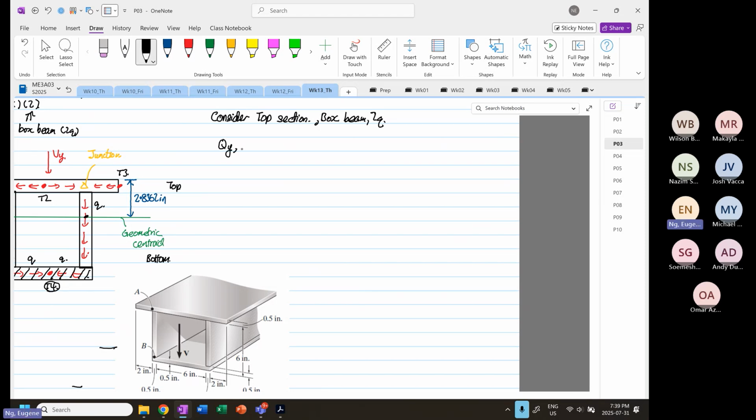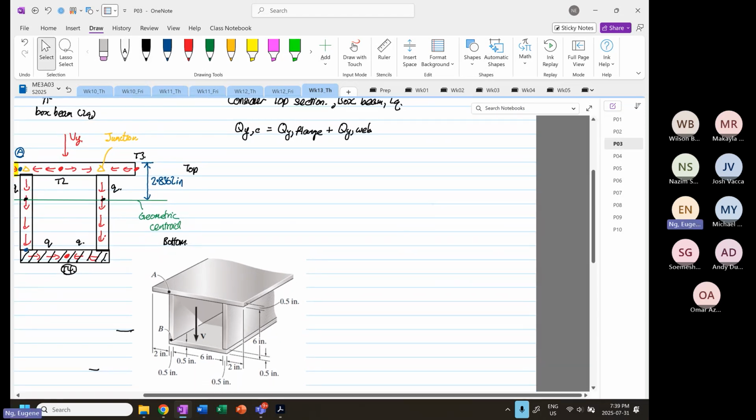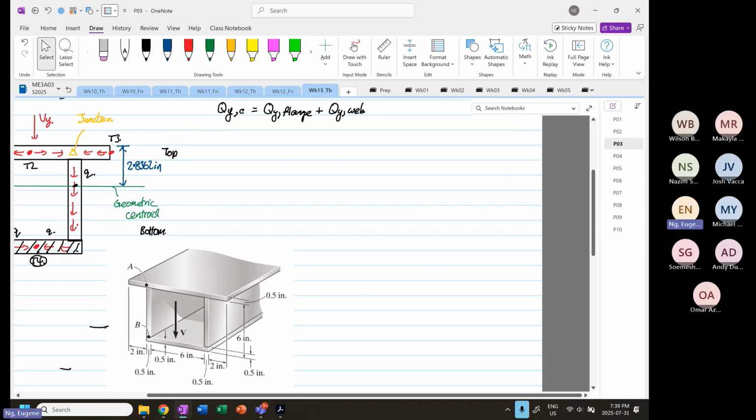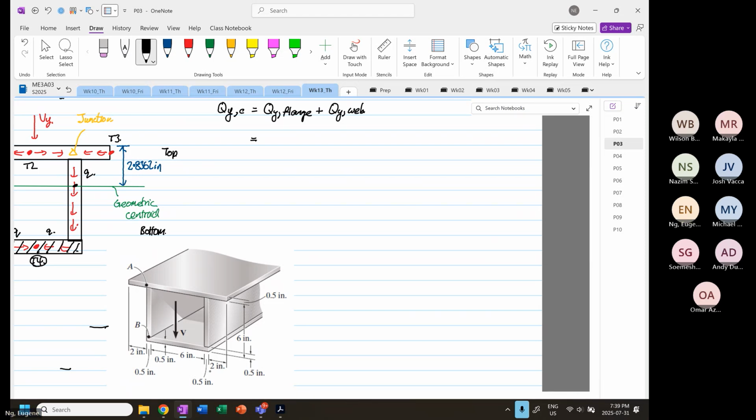At the centroid, C stands for centroid. So this is equal to QY of the flange plus QY for the web. So for the flange, the width is what? 6 plus 2 plus 2, 10, 11.